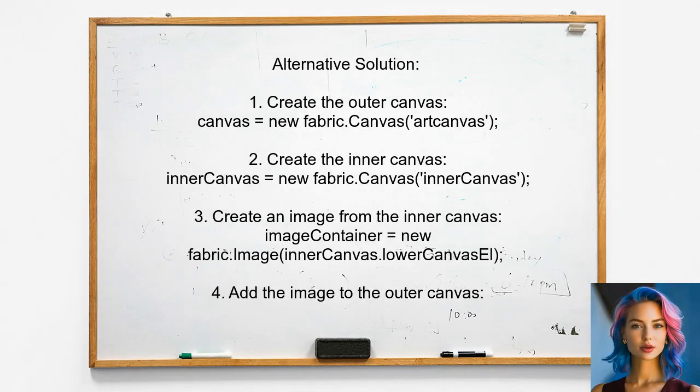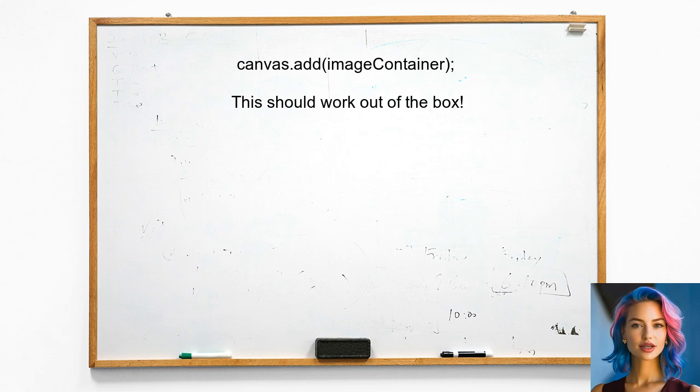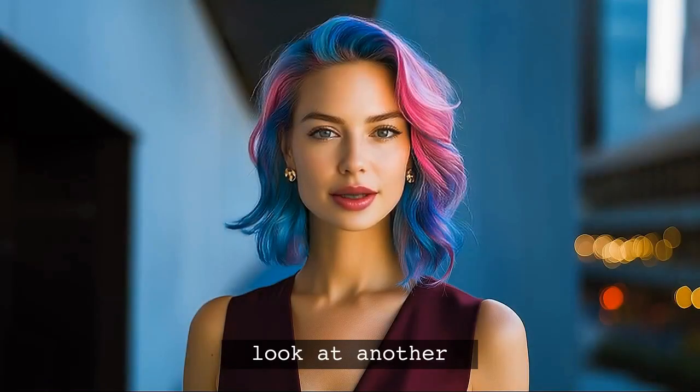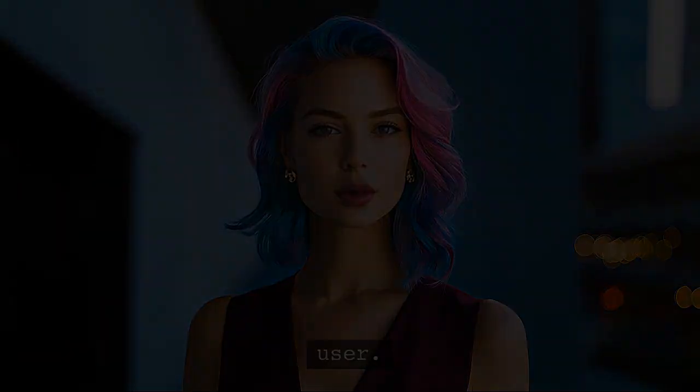An alternative solution provided by another user suggests a different approach to adding a canvas inside another canvas. They recommend creating a fabric image from the lower canvas of the inner canvas and then adding that image to the outer canvas. Let's take a look at another answer from another user.